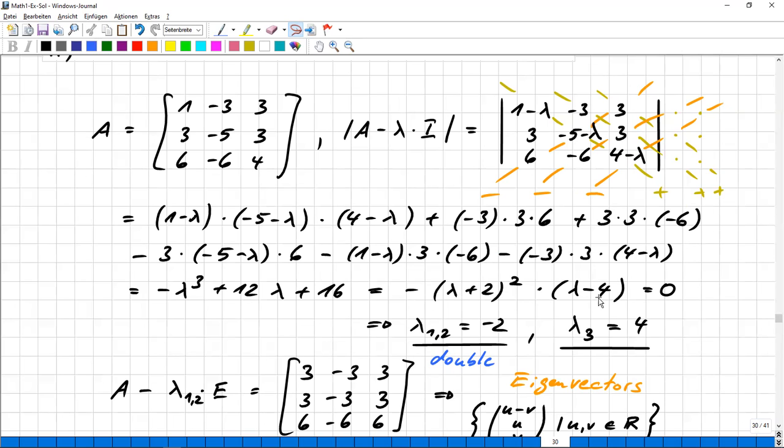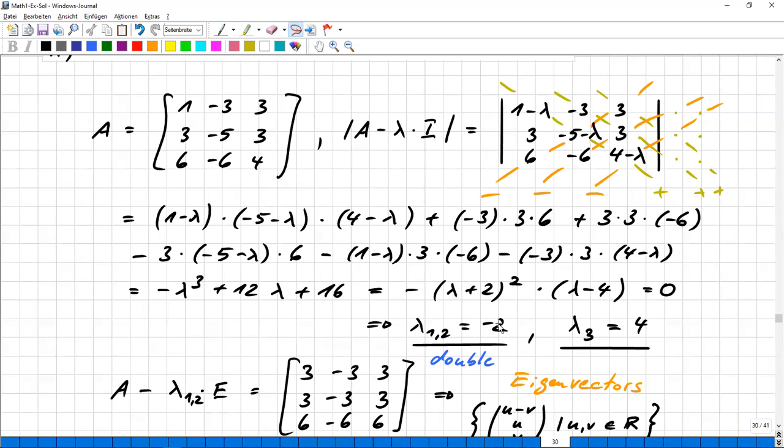But we find another simple eigenvalue with a multiplicity of 1, which is equal to 4. So I number them like lambda 1, 2 equals -2, and lambda 3 equals 4. That's just now my numbering. But now it's interesting to see whether this time the matrix has a so-called eigenplane, which is a 2-dimensional eigenspace corresponding to this double eigenvalue.